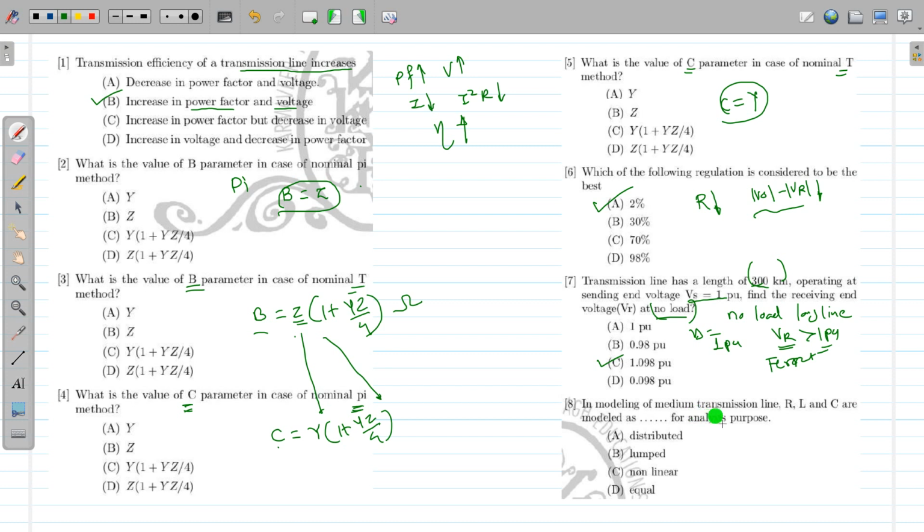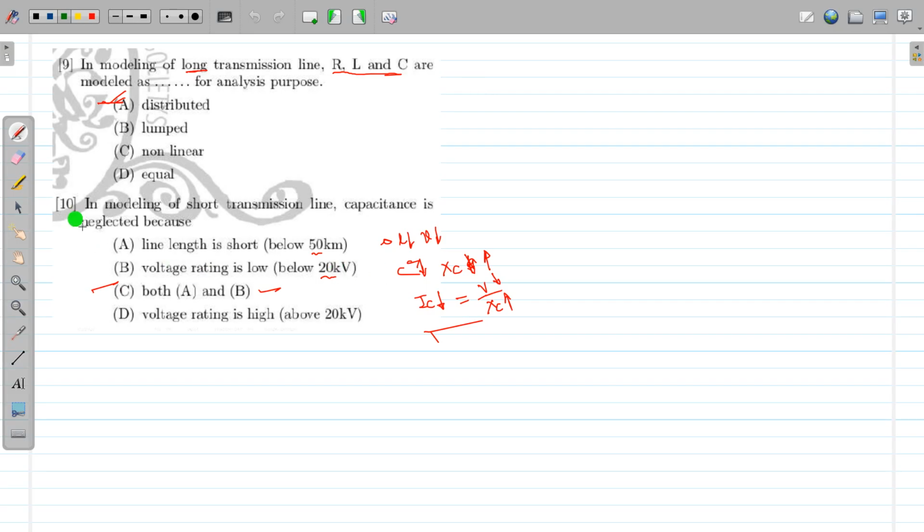In the modeling of medium transmission line, the RLC is modeled as lumped parameter. In the medium line it is lumped, in the long line it is distributed. We are considering that the parameters are lumped at one location in the modeling of the medium transmission line. In case of long transmission line, the RLC can be modeled as distributed. We cannot consider the parameters as lumped, hence we have to use the rigorous method for analysis of the long transmission line.